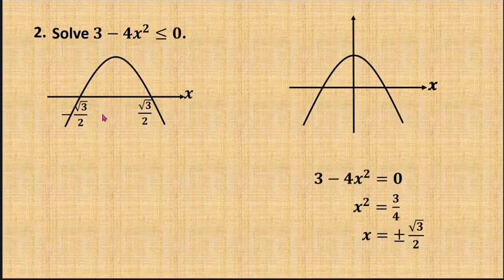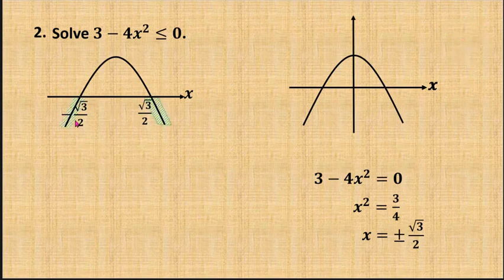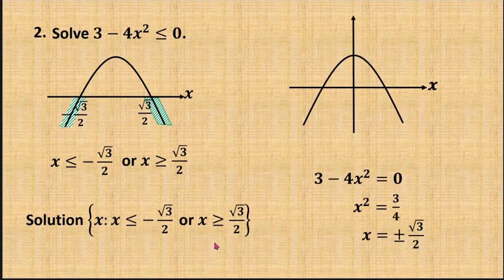Next, I'm going to mark the region of the inequality. Since the inequality is less than or equal to 0, the region is below the x-axis. From the marking, notice that the range of values of x which satisfy the inequality is x less than or equal to negative square root of 3 over 2, or x is greater than or equal to square root of 3 over 2. Then finally, the answer is written in set notation.